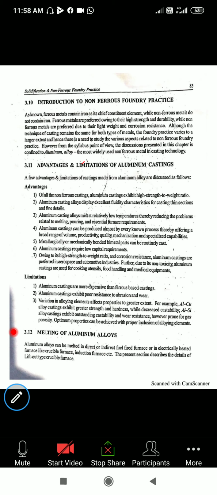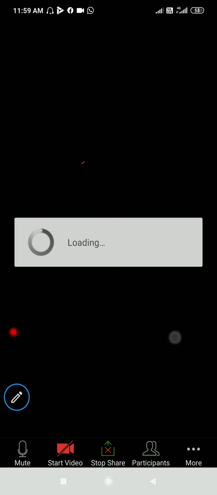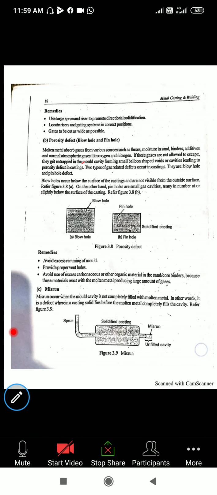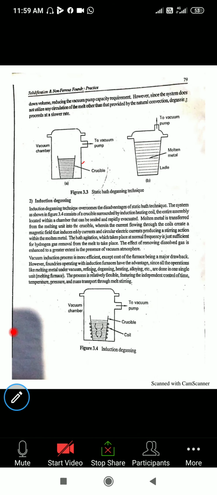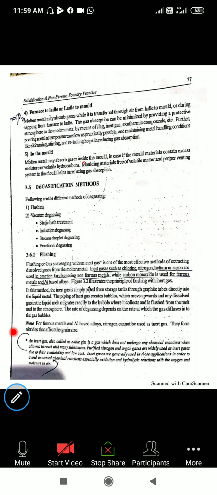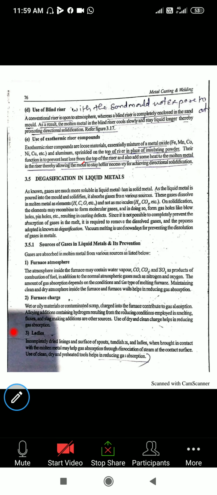In the next class we will go with the introduction to non-ferrous foundry practices and the processes of non-ferrous foundry practices. So far the casting processes are completed with the defects, degasification methods, fettling and casting methods. The degasification in liquid metals is completed. So today's class we are going to wind up here. Let us continue with the next class.